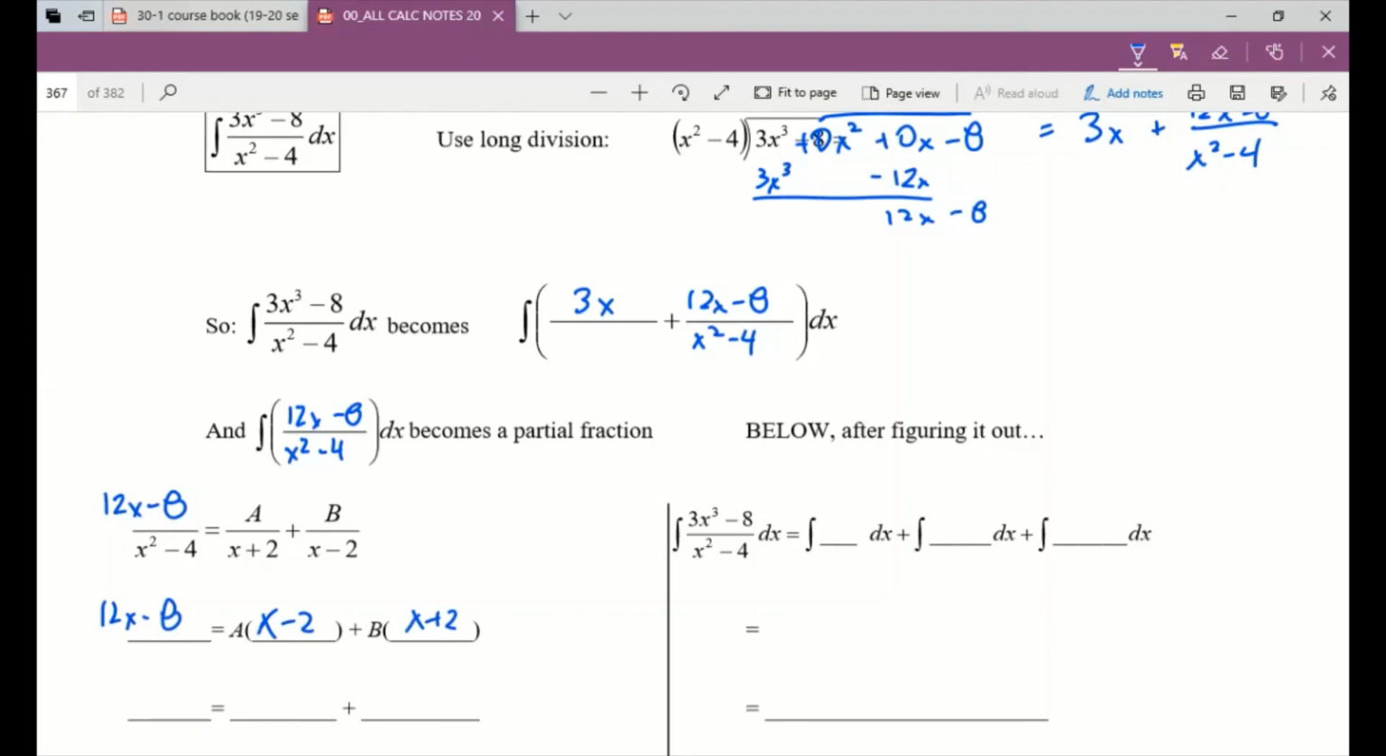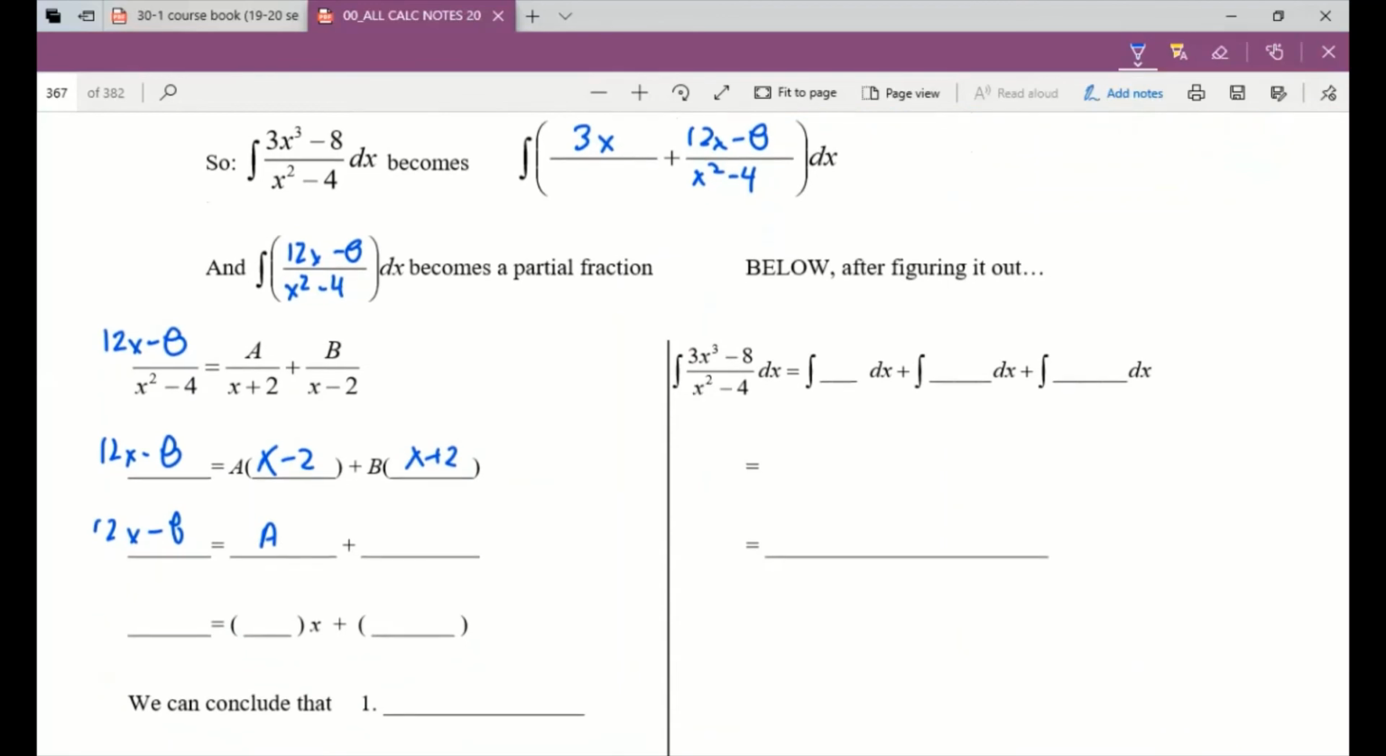And when we multiply this out, 12x minus 8 ends up being equal to, we have ax minus 2a plus bx plus 2b. Leaves us with 12x minus 8. Now let's group our x terms. We have a plus b for our x coefficient. We have negative 2a plus 2b for our constant.